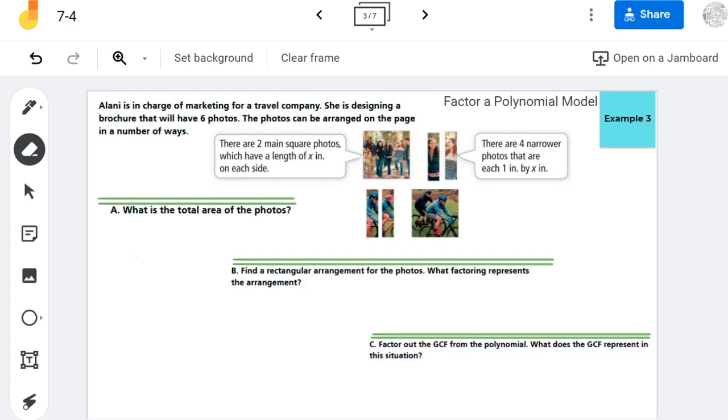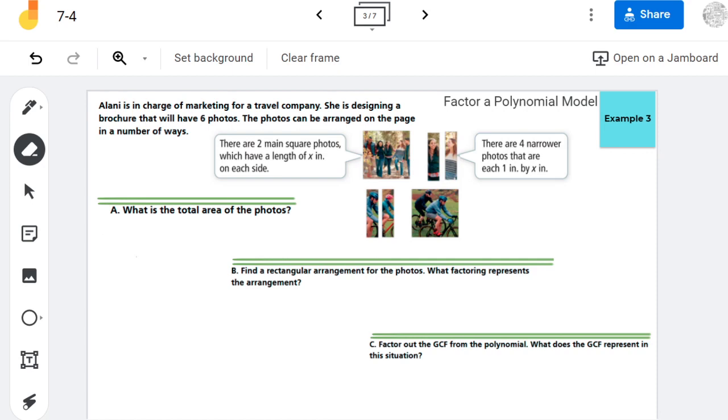In today's video, I'm covering example 3 from section 7-4 in the SavvasRealize Algebra 1 textbook. The goal of this video is to factor a polynomial model. So we are using a model of a real-world situation to describe a polynomial.